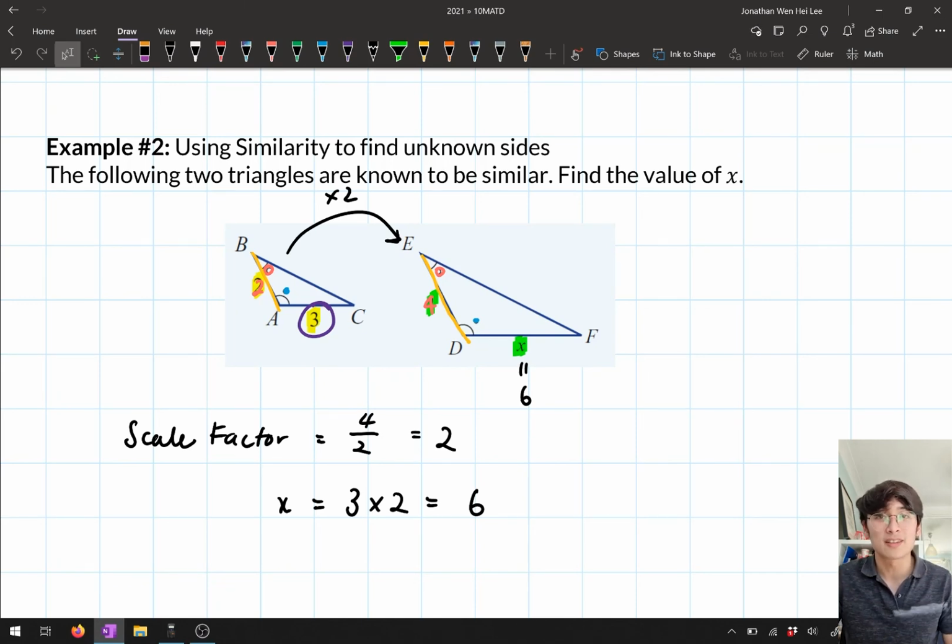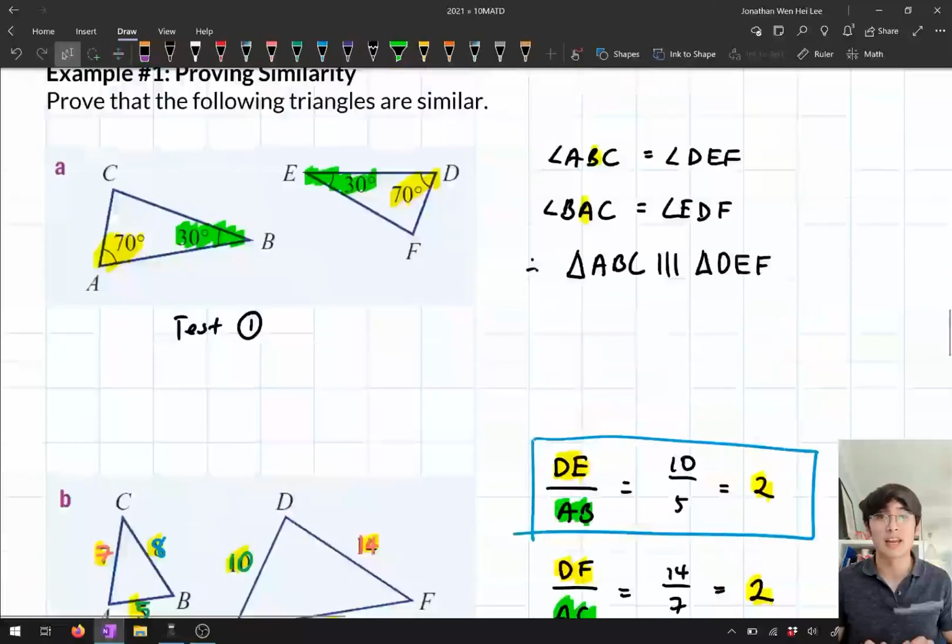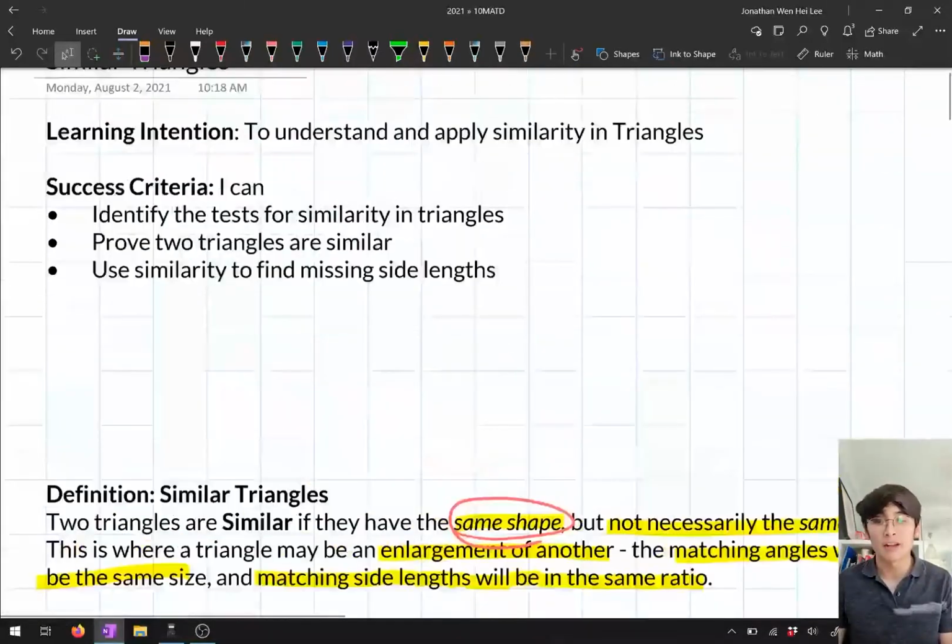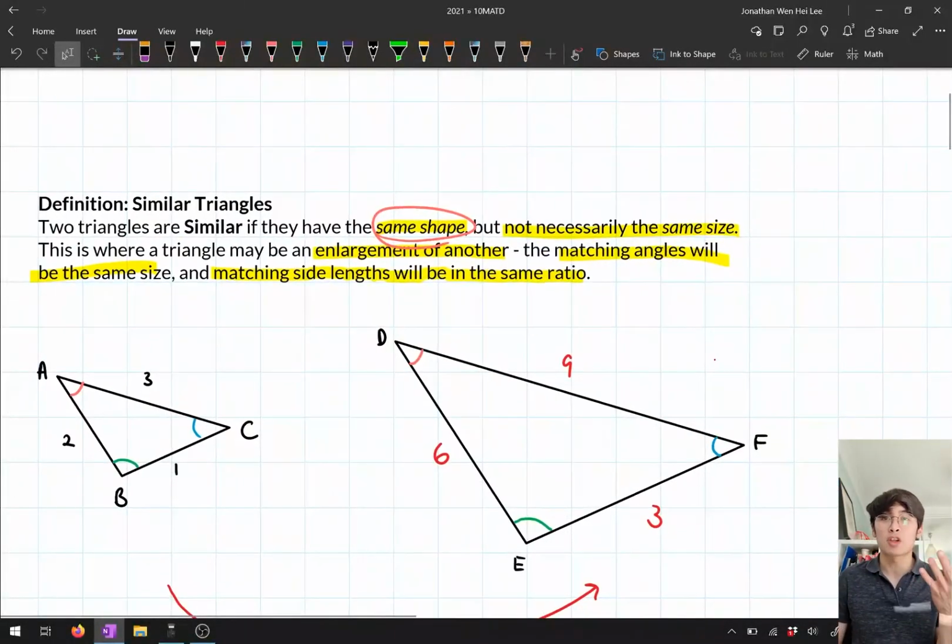So that's it for today's lesson, Year 10. So let's just do a quick recap of what we talked about today. In today's lesson, we talked about similarity. And so similar triangles have the same shape, but not necessarily the same size. So all the angles in both the triangles are the same, but the side lengths might not be. And so what we want to do here is just check that they are being multiplied over by the same consistent number, so the same ratio.